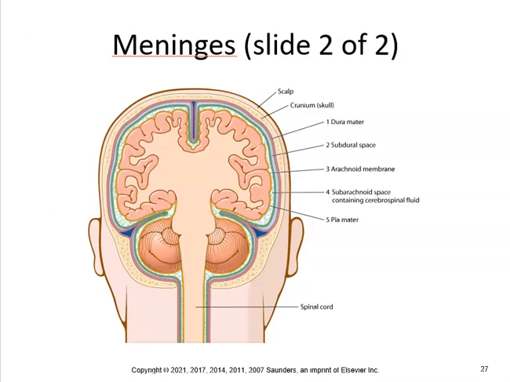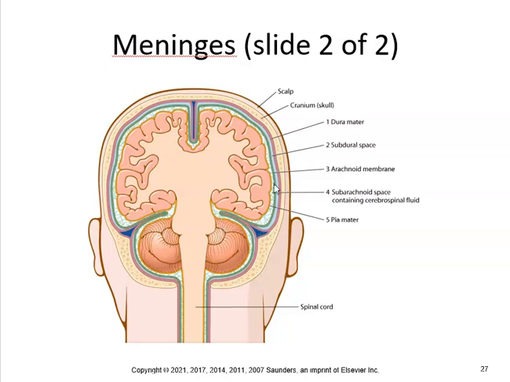Okay. So again, here's a good visual. Meninges are the three layers of connective tissue membranes that surround the brain and the spinal cord. Dura mater means tough mother in Latin, right? Dura in Spanish, isn't there a song called that? And here's your scalp. Here's the cranium, which is the skull. Okay. Here's the subdural space, arachnoid membrane, subarachnoid space, which contains cerebral spinal fluid.